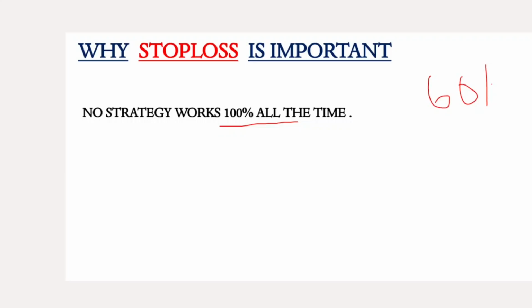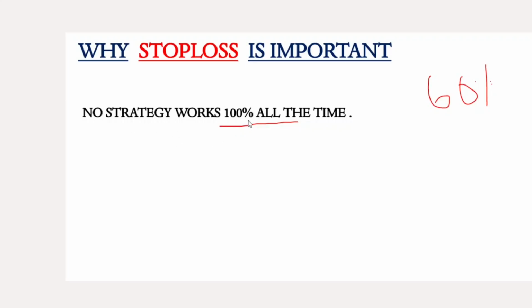The thing is, most professionals also have a 60% accuracy strategy. They don't have a 100% accuracy strategy. They have only 60% or 50% accuracy. In that, they use stop loss and risk reward ratio so that they end up with a big profit at the end of the month. 60% accuracy is ideal. If you have 60% accuracy in your strategy, then you are a good trader.